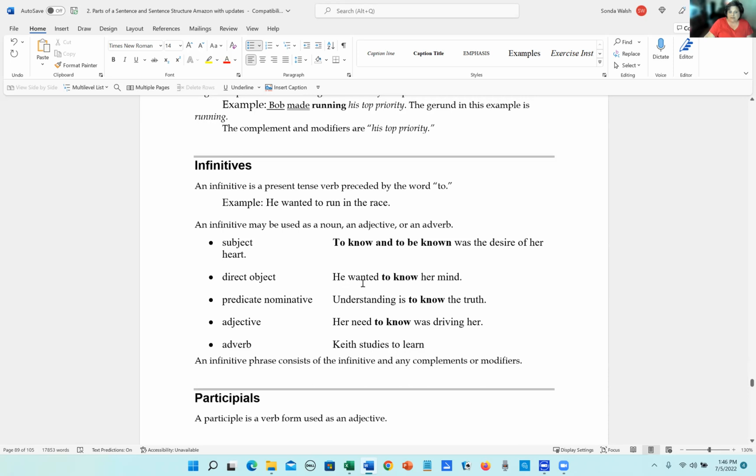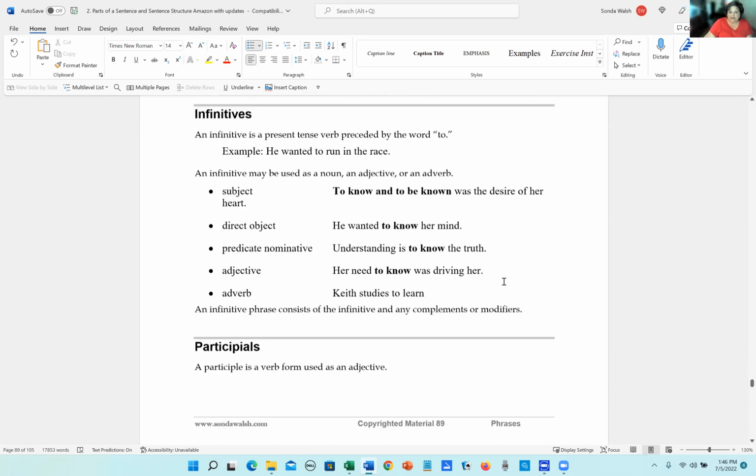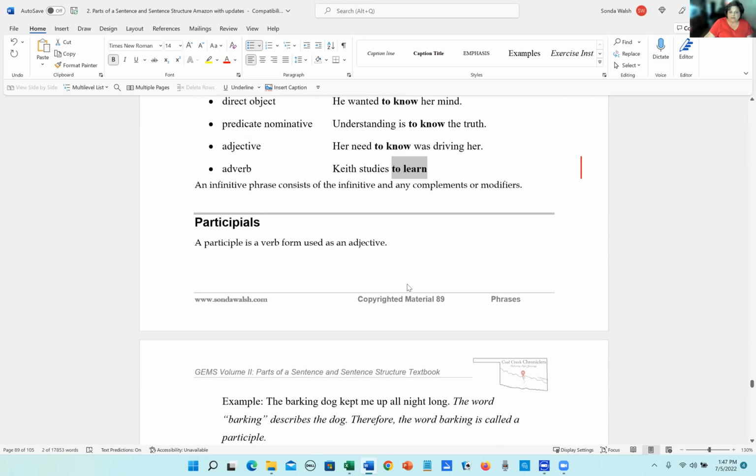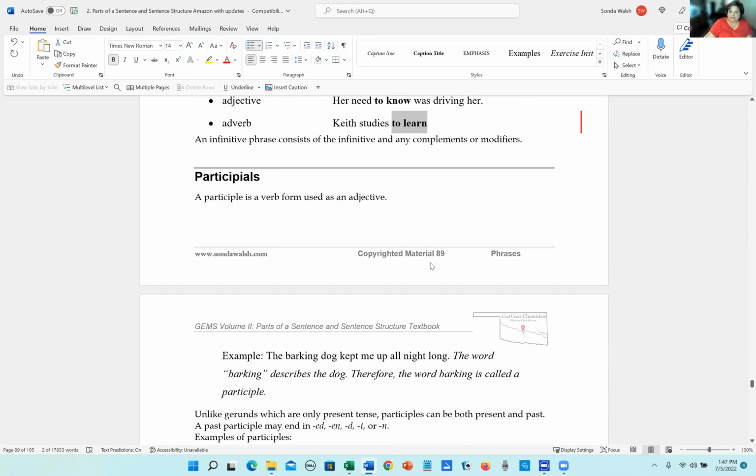A direct object, "He wanted to know her mind." As the predicate nominative, "Understanding is to know the truth." An adjective, "Her need to know was driving her." To know modifies need. And then adverb, "Keith studies to learn." Oh, that's not necessarily an adverb, is it? Yes, it modifies studies, to learn.